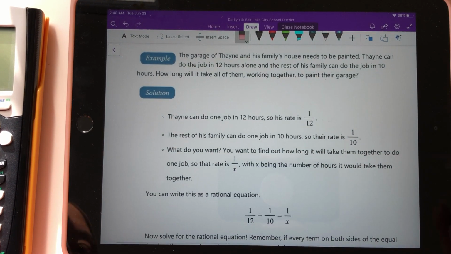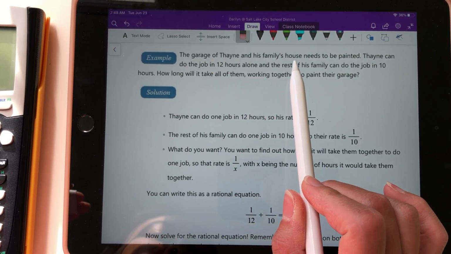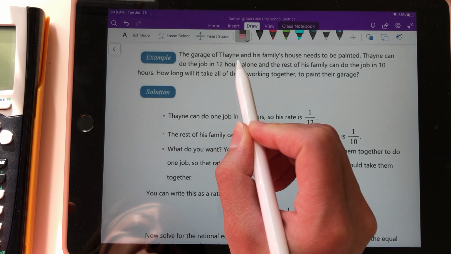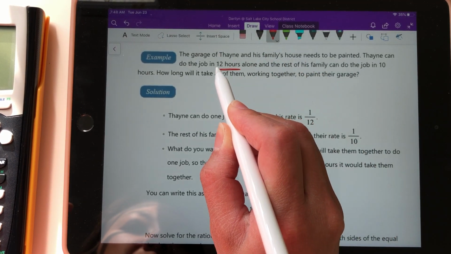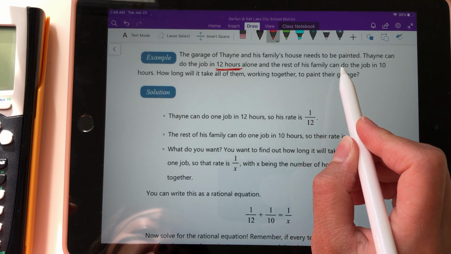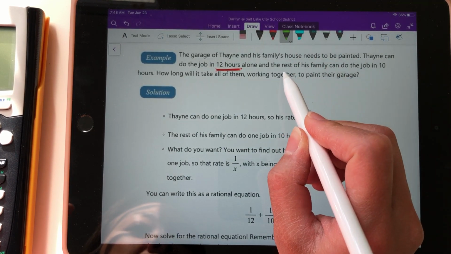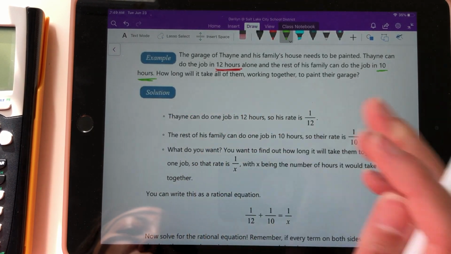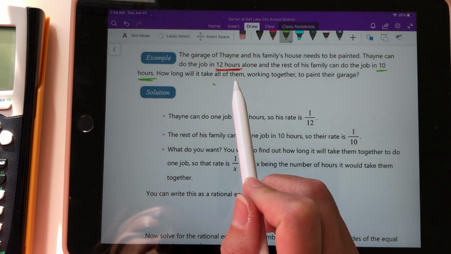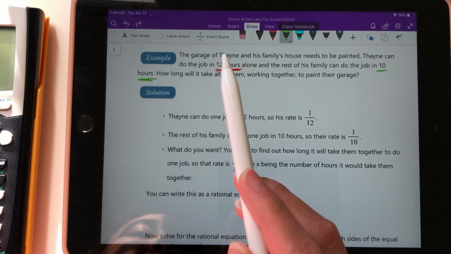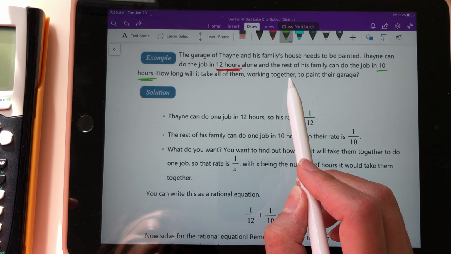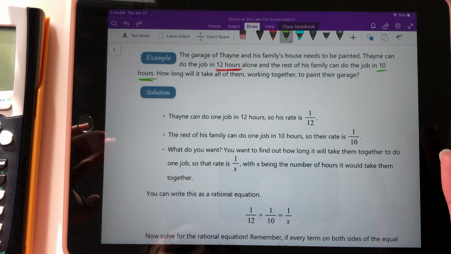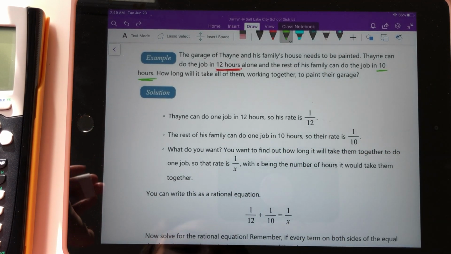All right, so in this example it says the garage of Thane and his family's house needs to be painted. Thane can do the job in 12 hours. So if Thane were to do this job alone, he could do it in 12 hours. The rest of his family can do the job in 10 hours. So if the rest of them work together, it would be 10 hours. So how long will it take all of them? All of them includes Thane and the rest of his family working together to paint their garage. So the question is saying if Thane takes 12 hours, the family takes 10 hours, and they work together, how long will it take?